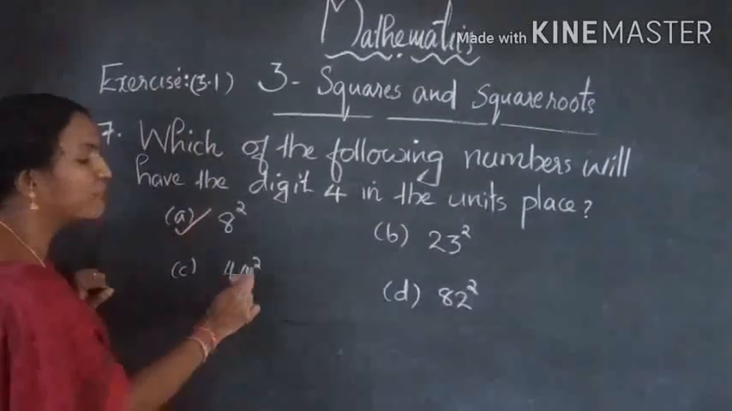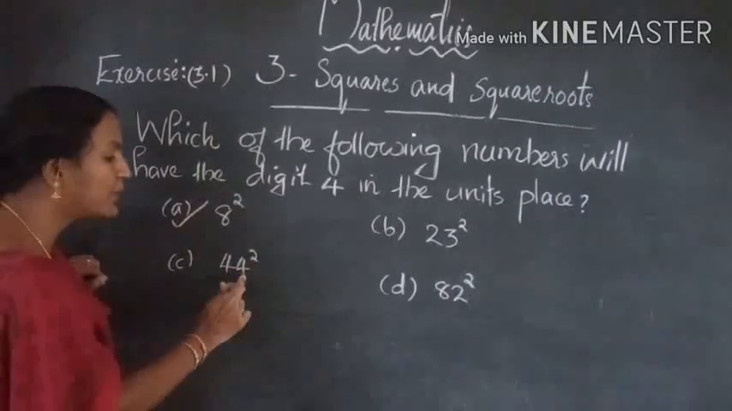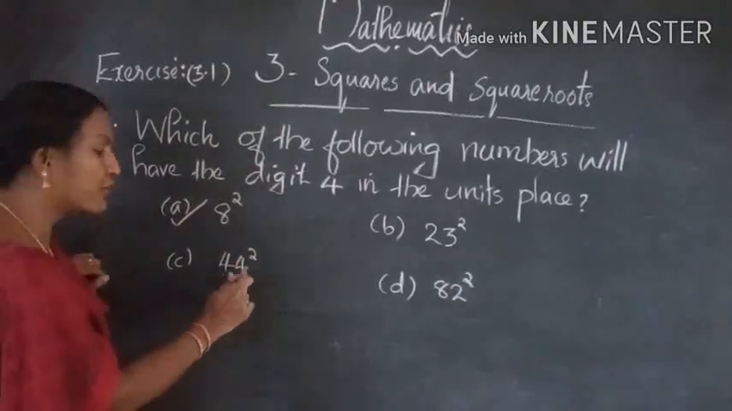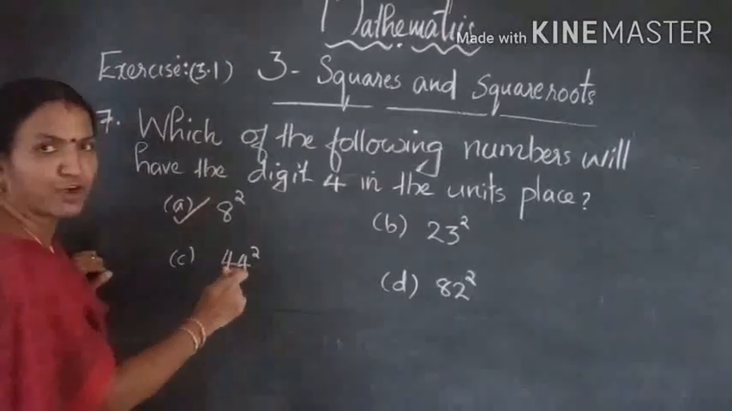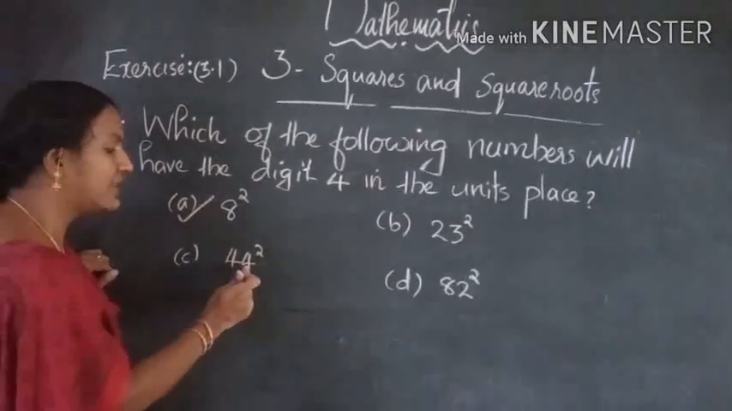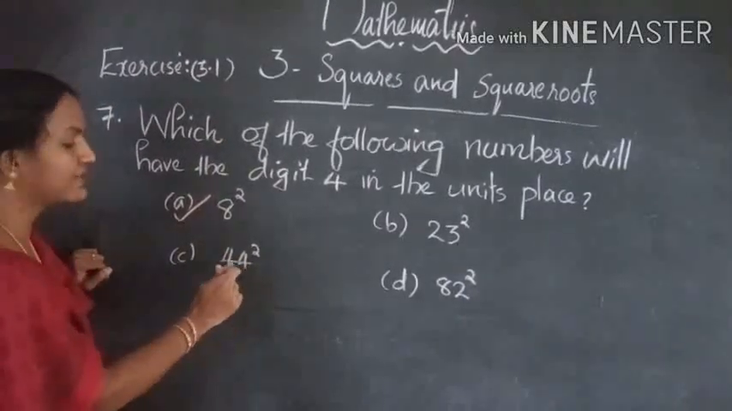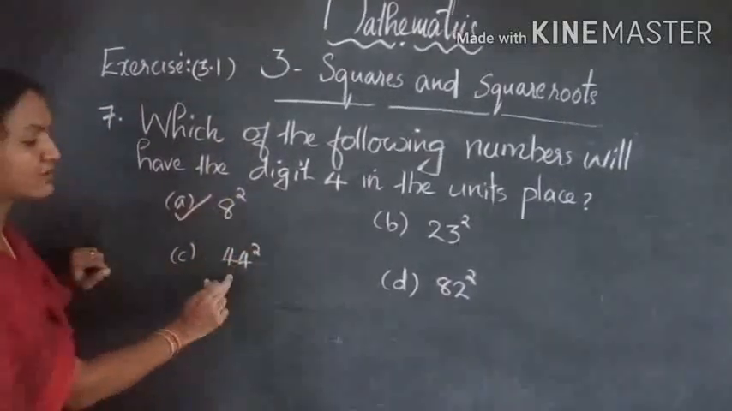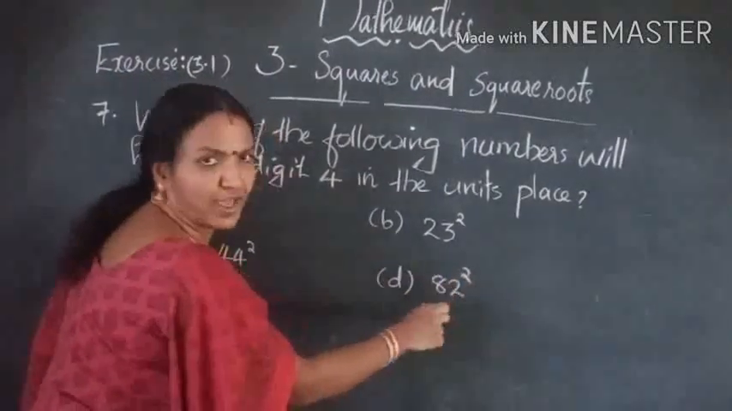Then C, 44 square. 44 is a 2-digit number. The digit in the unit place is 4. 4 square is 16, and in the square of 44, the digit in the unit place is also 6. So this is not the answer.